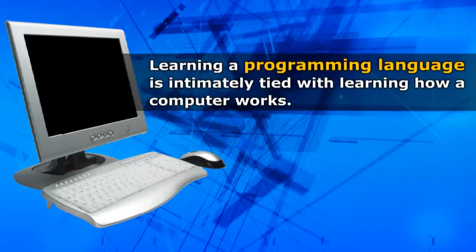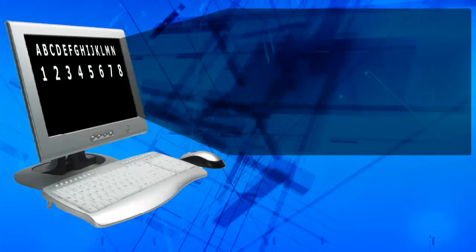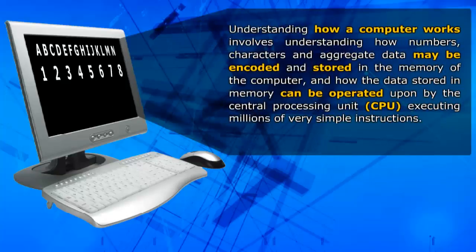Learning a programming language, and particularly learning your first programming language, is intimately tied with learning how a computer works. Understanding how a computer works involves understanding how numbers, characters, and aggregate data may be encoded and stored in the memory of the computer, and how the data stored in memory can be operated upon by the Central Processing Unit (CPU), executing millions of very simple instructions.